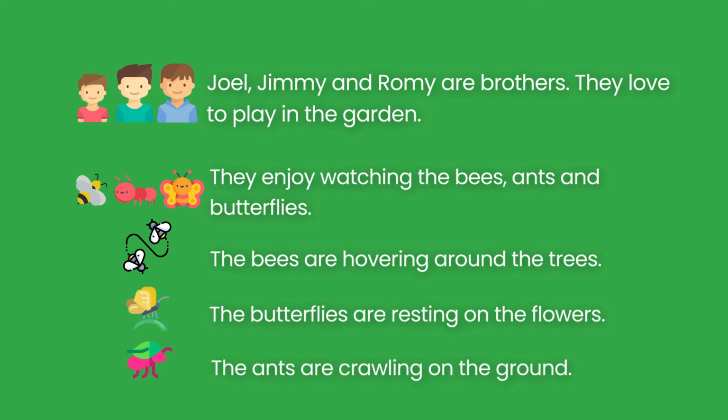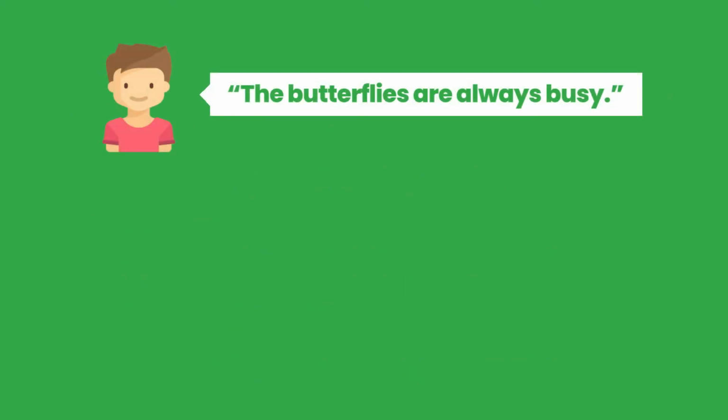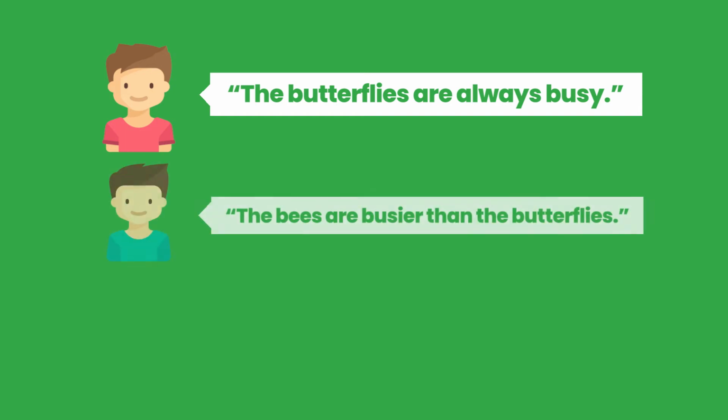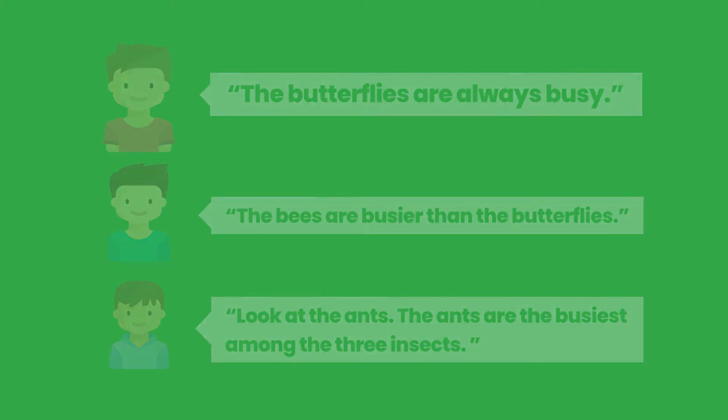The three boys watch the insects. Joel says, "The butterflies are always busy." Jimmy added, "The bees are busier than the butterflies." Romy says, "Look at the ants. The ants are the busiest among the three insects."